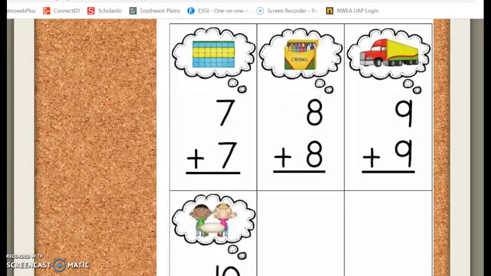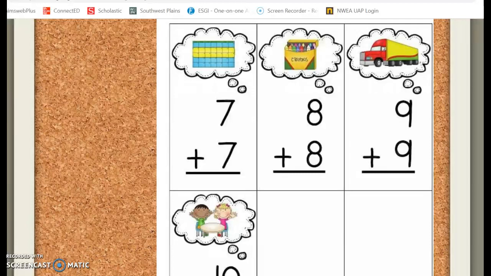Okay. When I think of 7 plus 7, I think there are 7 days in 1 week and 7 days in another week. So in 2 weeks, there are how many days? 14. You're exactly right. When I see 8 plus 8, I should think about my crayons. I have 8 in one row and 8 in the other row. How many crayons do I have all together? 16. You are exactly right.